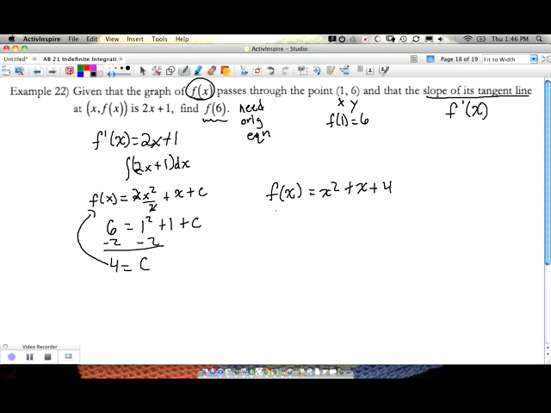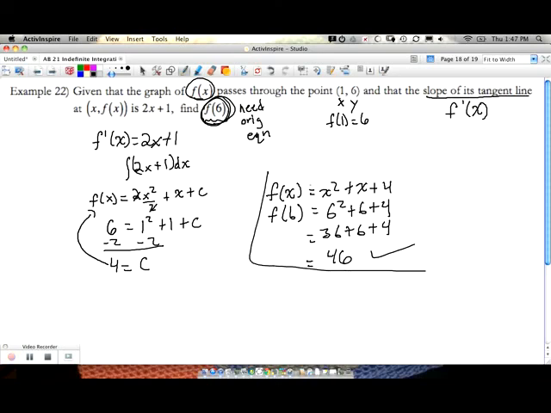There's the bell ringing. It's time to go to class. So f of 6, which is the question that they're actually asking us to find, is going to be 6 squared plus 6 plus 4, or 36 plus 6 plus 4, or 46. Check, done. Alright, so final answer 46.